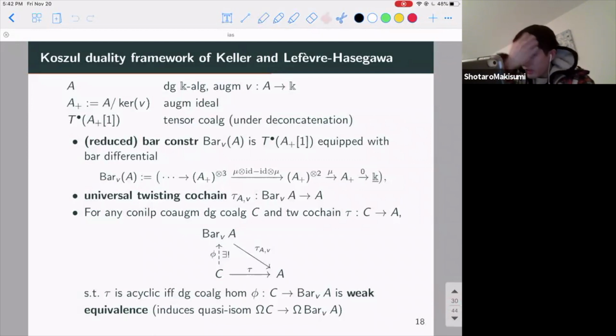So here's another way of stating what Keller and Lefèvre-Hasegawa do. Well, it's the usual story in Koszul duality. Starting with any algebra equipped with an augmentation, you can consider its bar construction. This is the kind of structure that, for example, can be used to give a functorial resolution of any module.